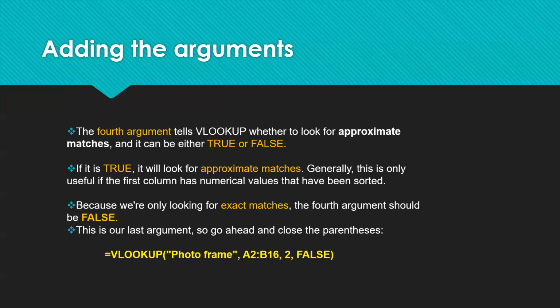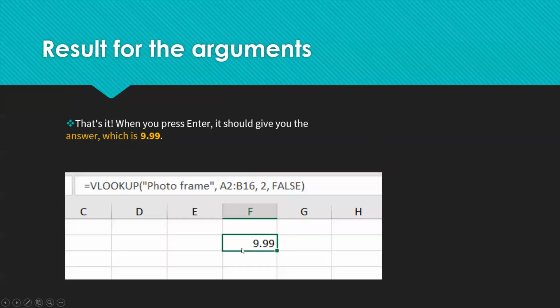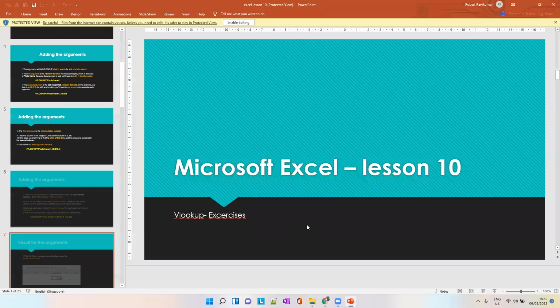What we are doing here is setting the last parameter as false, because this parameter is useful only when you are giving numerical values. In our context, photo frame is a string value, not a number. If it's a number and you want approximate matches, we can give this parameter as true. Since it's just a photo frame, which is a string, we are giving false, and we are looking for exact matches here. Once you do that, you will get the answer 9.99. This is the formula shown here, and we are getting the value as 9.99.